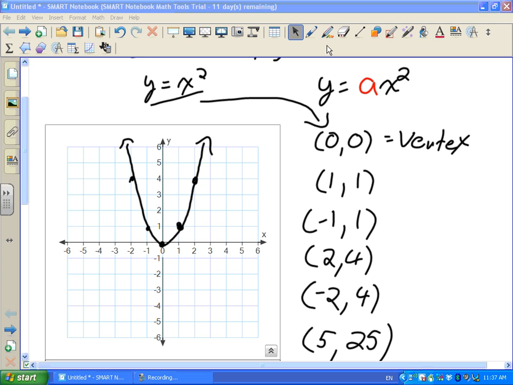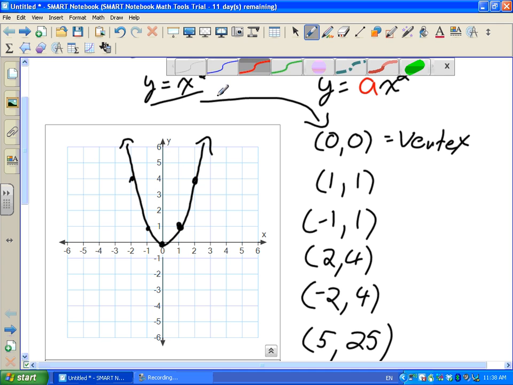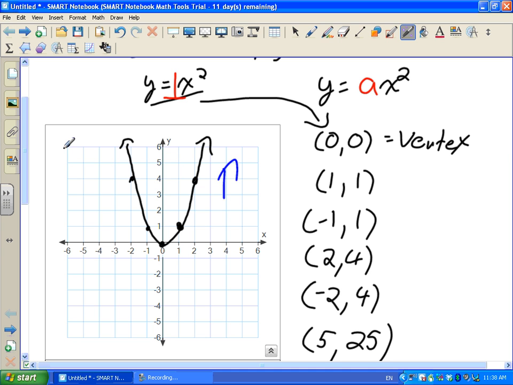Now, first of all, we're going to talk about a. I'm going to talk about simply when a is positive and when a is negative. Okay? So right now, what is my a value in front of our x squared? 1. Is it positive or negative? It's positive. So because this is positive, this parabola opens upwards. The u is going upwards like this. This is a positive a value.